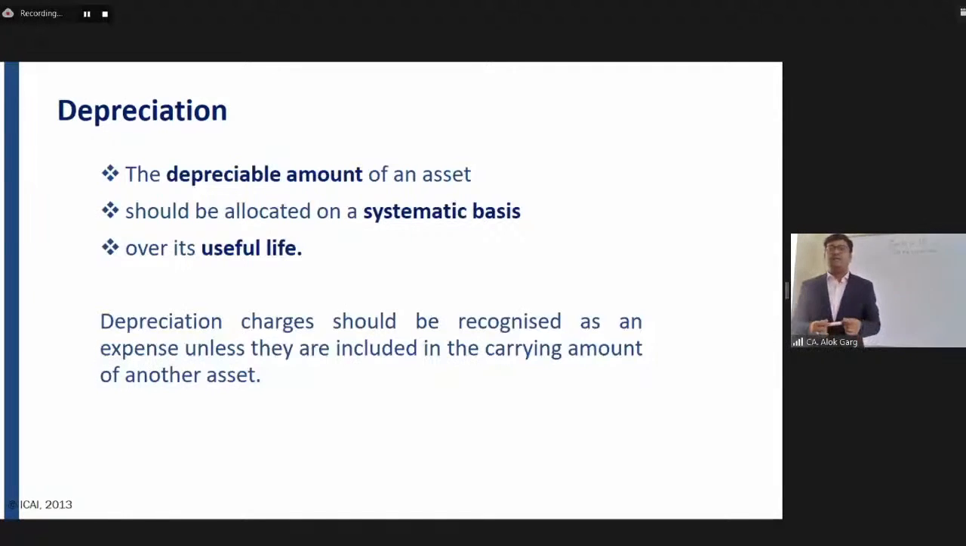So depreciation, I have told you, is the depreciable amount of an asset which has to be allocated on a systematic basis over its useful life. Depreciation charges should be recognized as an expense unless they are included in the carrying amount of another asset. What is this concept? For example, the company is using machinery for the construction of a plant or a factory site. In that case, the depreciation of that machinery will not be charged to P&L. The depreciation of machinery will form part of the cost of that particular construction site.